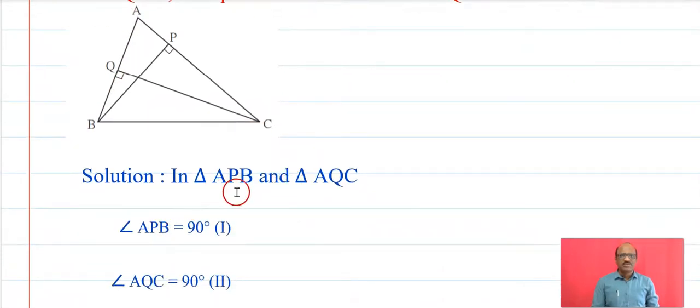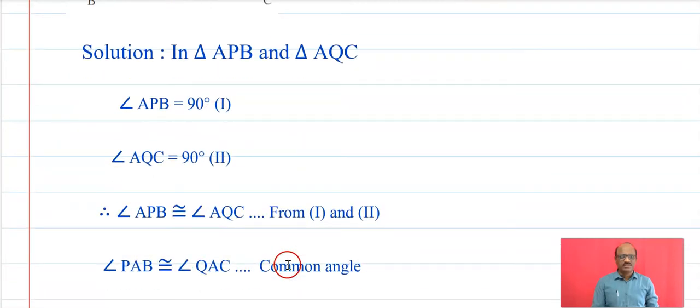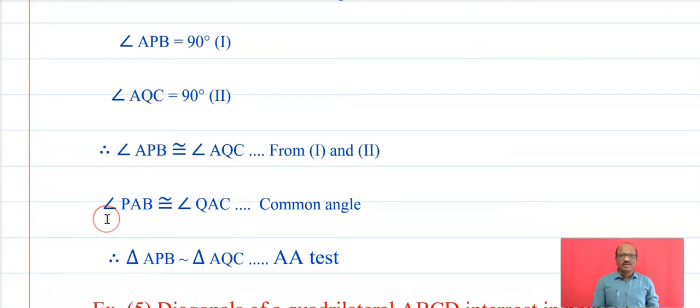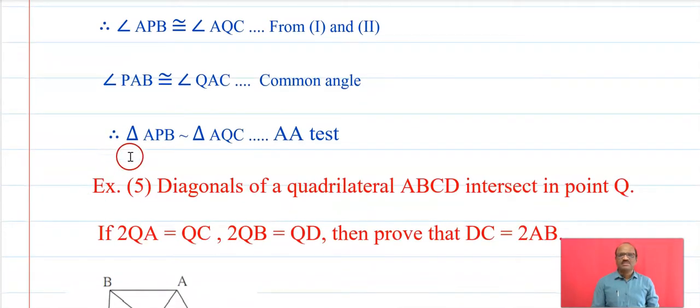In triangle APB and triangle AQC, the measure of angle APB is equal to 90, the measure of angle AQC is equal to 90, and therefore angle APB is congruent to angle AQC. Also, one more common angle: angle A is common, that is angle PAB is congruent to angle QAC. And that's why triangle APB is similar to triangle AQC, by the angle test.